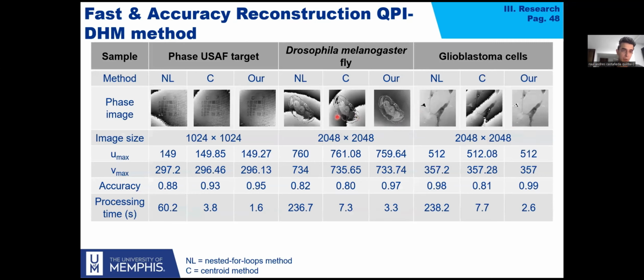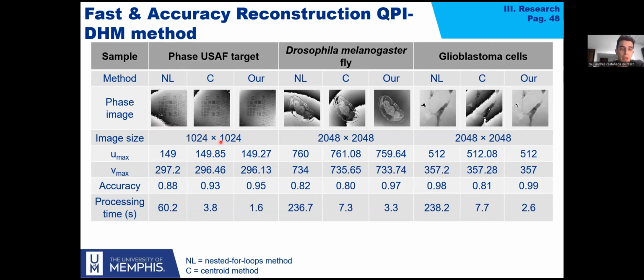So here we provide a quantitative analysis of the comparison between our proposed method and two other methods based on nested loops and a centroid-based algorithm, for 3 different samples: Phaeus subtarget, Drosophila melanogaster flight, and glioblastoma cells.